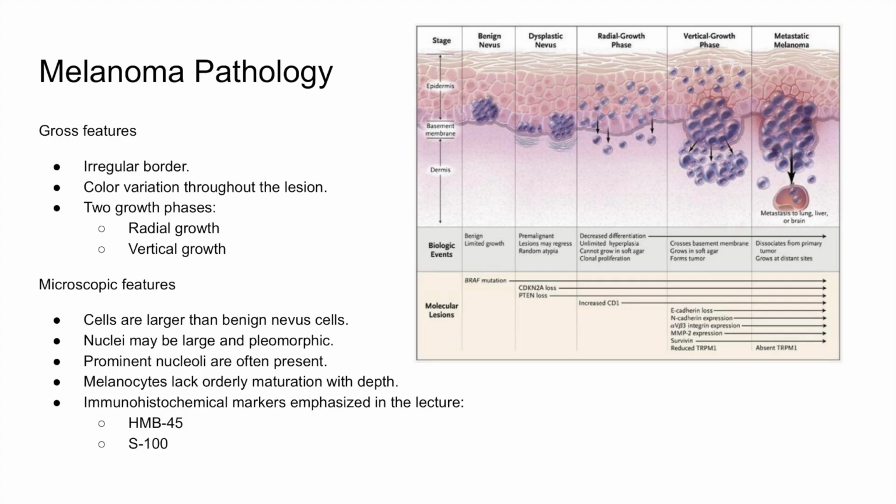The malignant melanocytes are typically larger than a benign nevus cell and have more pleomorphic nuclei, prominent nucleoli, and pagetoid upward spread through the dermis. Unlike benign nevi, melanoma generally lacks orderly maturation with depth.